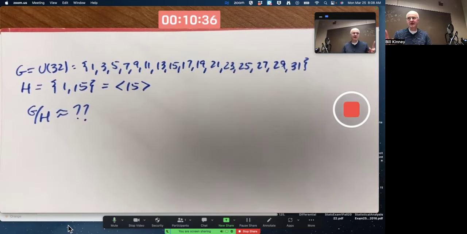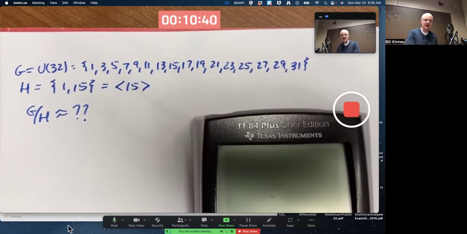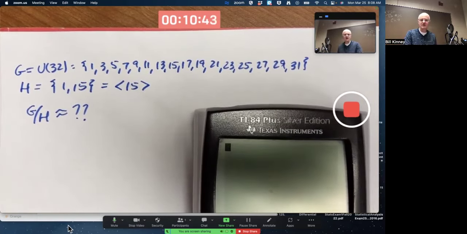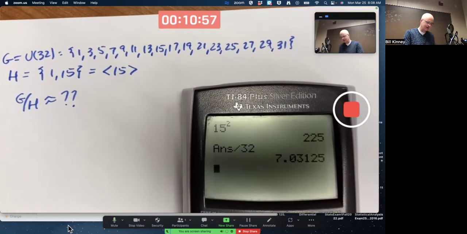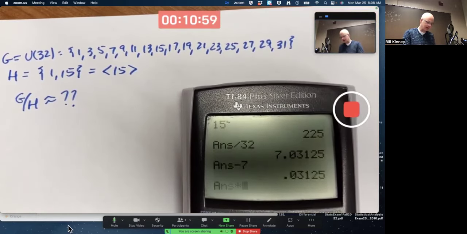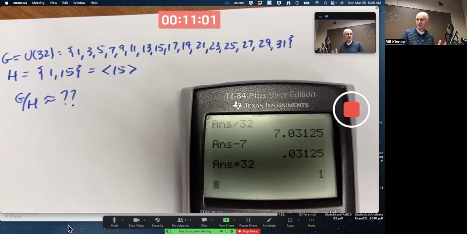It probably would be a good idea, not that you had to do this, to confirm H is a subgroup. We should confirm 15 squared is 1. 15 squared is 225. What's 225 mod 32? If you divide that by 32, you get a little over 7. Subtracting 7 times 32 emphasizes that the remainder is 1. So yes, 15 squared mod 32 does equal 1.